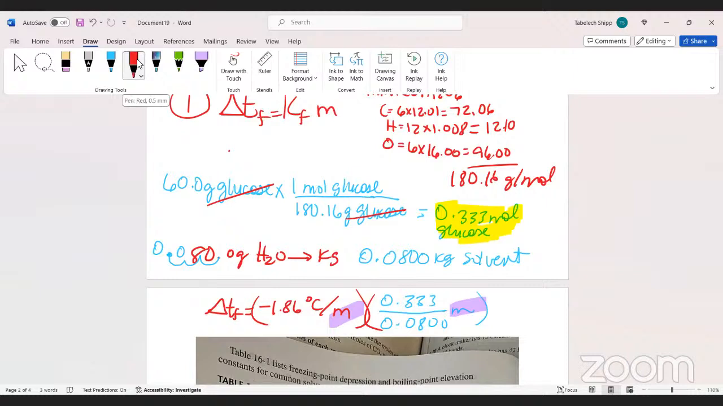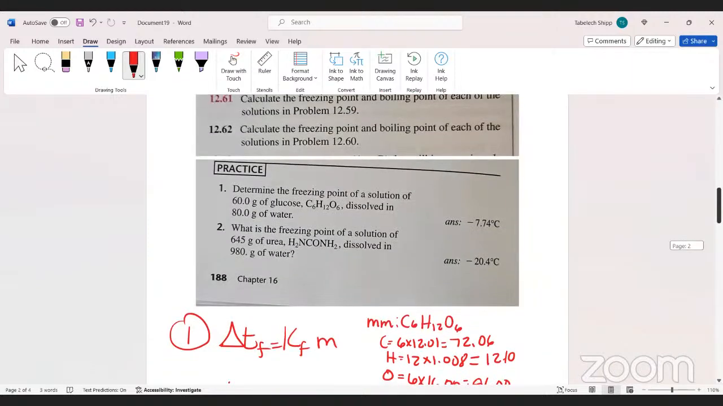So all you're going to do now is take that negative 1.86 times 0.333 divided by 0.0800, and that gives us negative 7.74 degrees Celsius, okay? And if you go back up here to the answer, you'll see there it is right there, negative 7.74 degrees Celsius, okay?